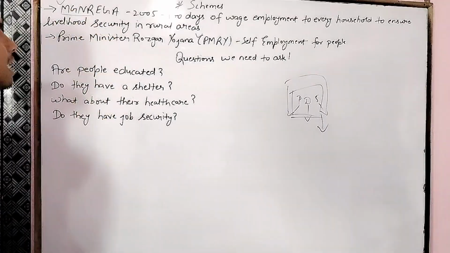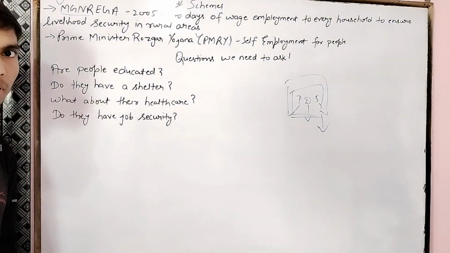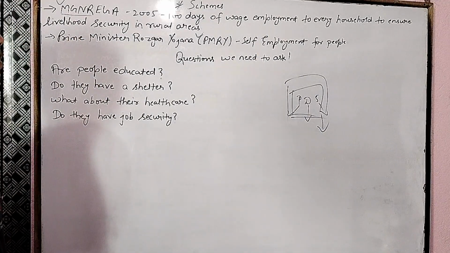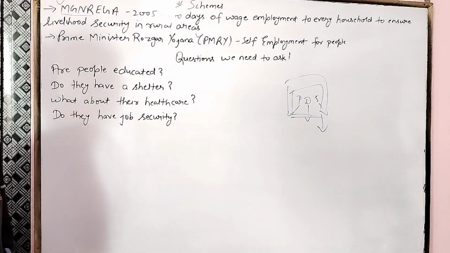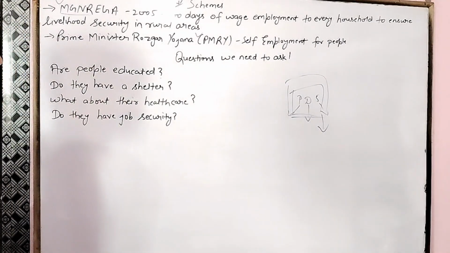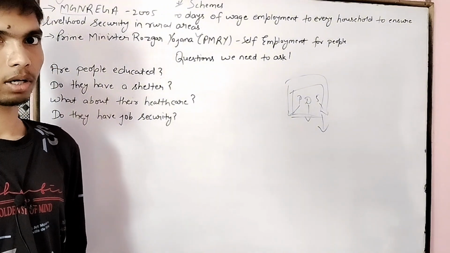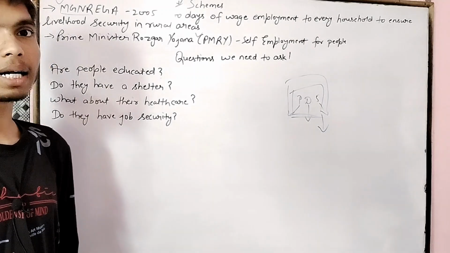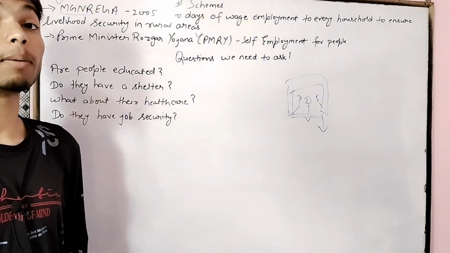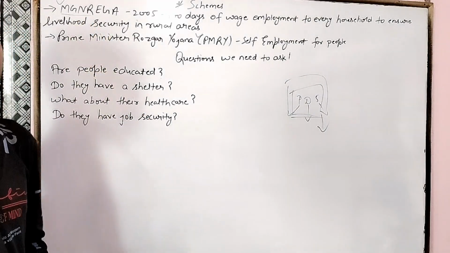Whereas MGNREGA, this is a long word. What is the meaning of this? First of all, the full name would be Mahatma Gandhi National Rural Employment Guarantee Act 2005. So it will provide employment of 100 days. Throughout 100 days one person will be employed through this scheme.